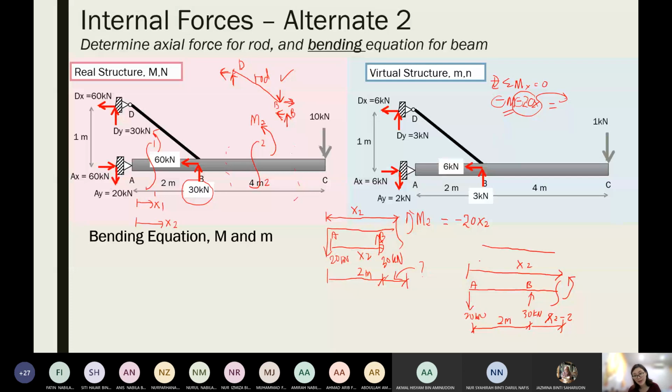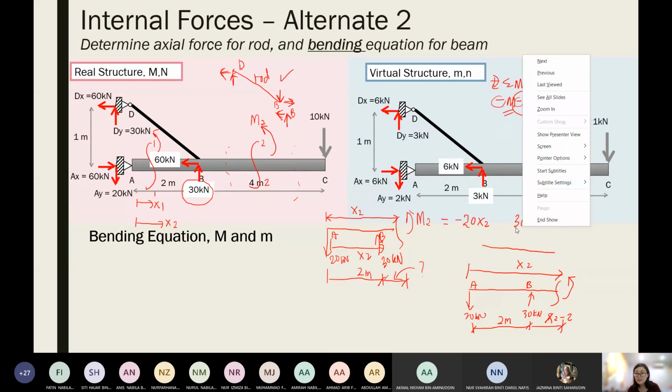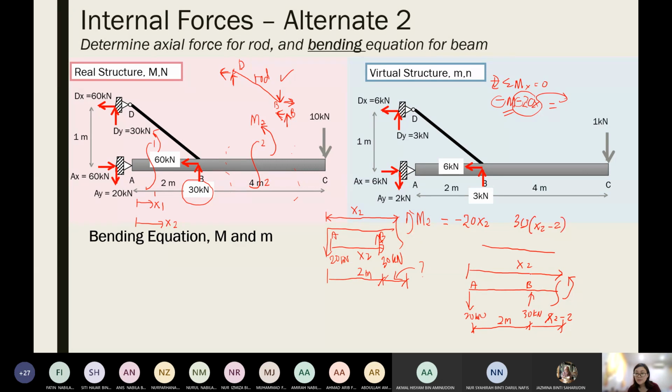Okay, so let's try again. Now I want to find my moments due to the 30 kilonewton. So it will be 30 times the distance, x2 minus 2. Now what is the sign for this 30 kilonewton? Positive. Yes, because it acts opposite to our internal moment, so it will be positive. So this is how your bending moment equations look for this alternative 2.